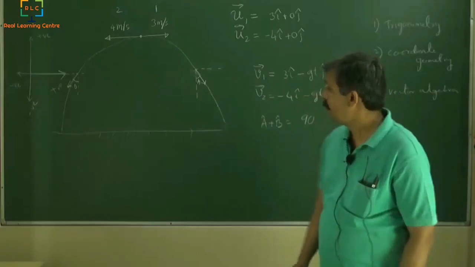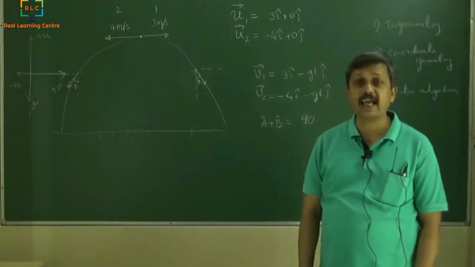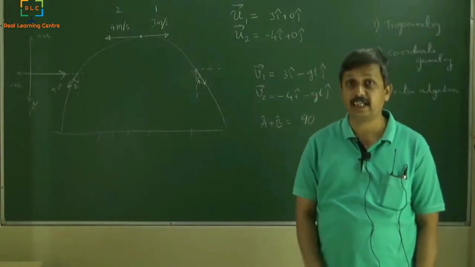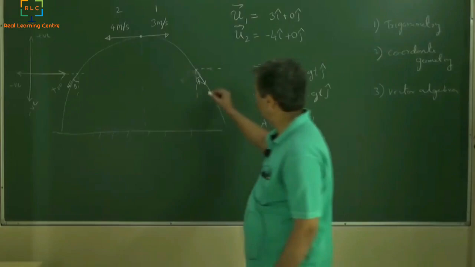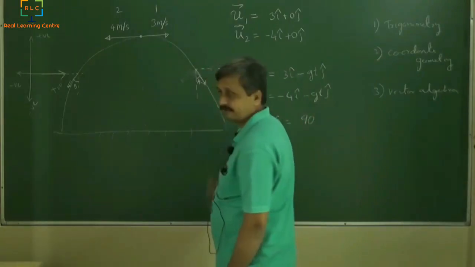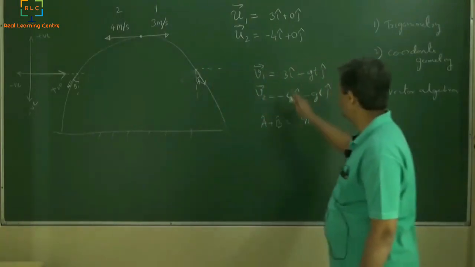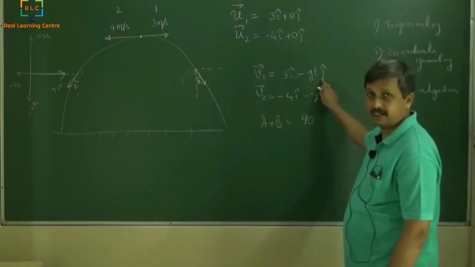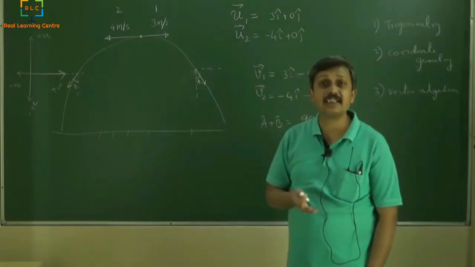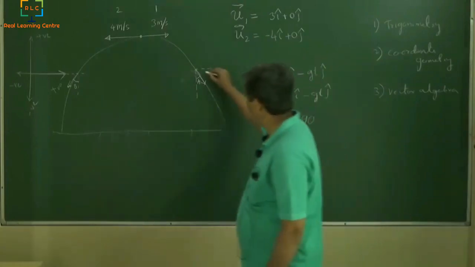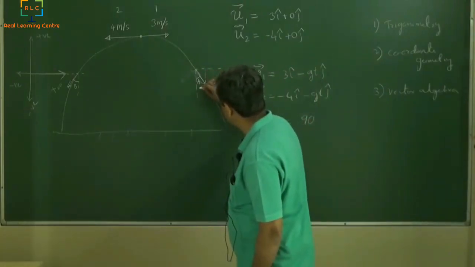However, what is angle A? Let us look at angle A. How do we calculate angle A? Look at this. This vector we know. What is this vector? This vector is 3i minus gtj.